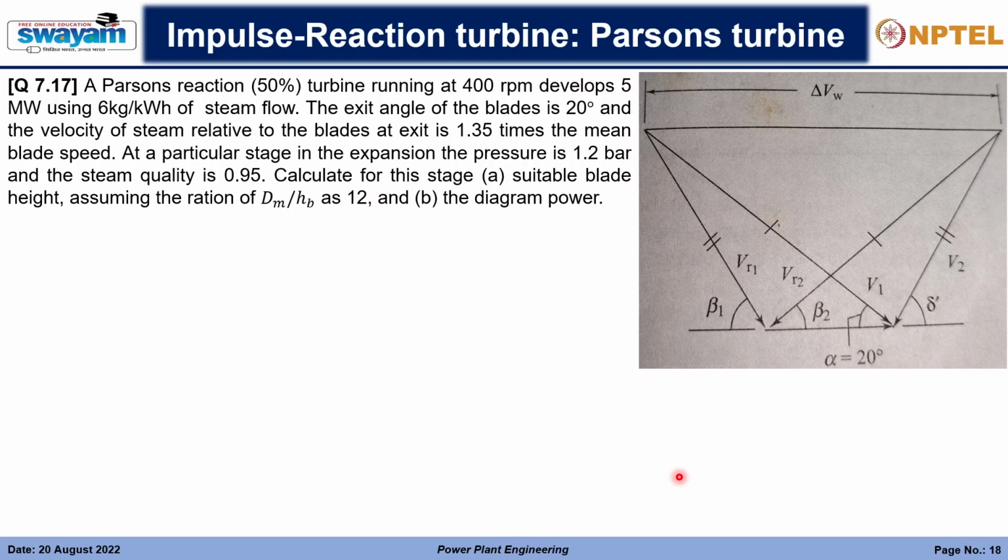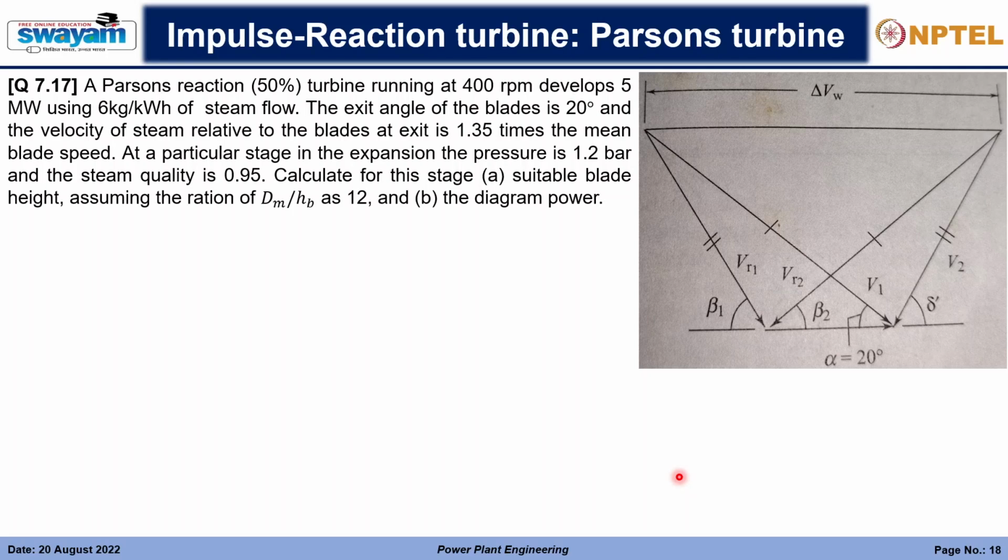So it generally has a lower amount of work output, but the thing is that it is an impulse reaction turbine. So what happens is that in the moving blades, initially in the impulse turbine the pressure was constant.